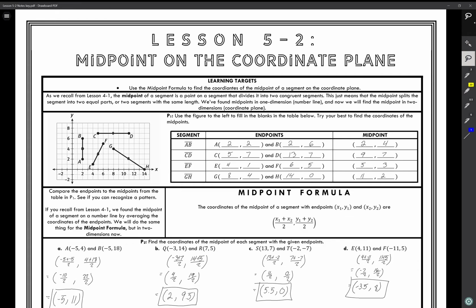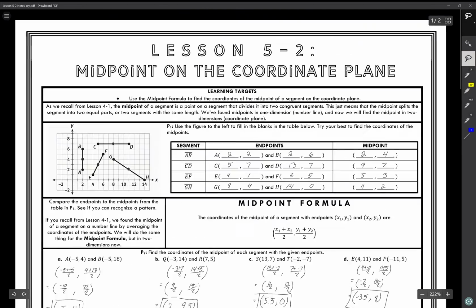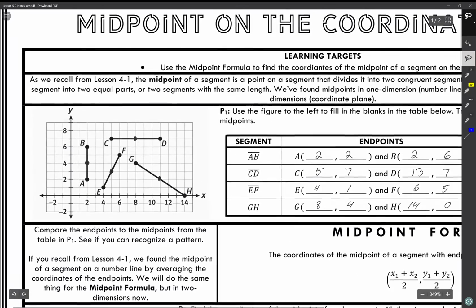Alright guys, this is the lecture video for lesson 5.5-2. It's called Midpoint on the Coordinate Plane. So these are the notes that we did in class, and I've already worked them out. I'm just going to go over and explain what's going on.